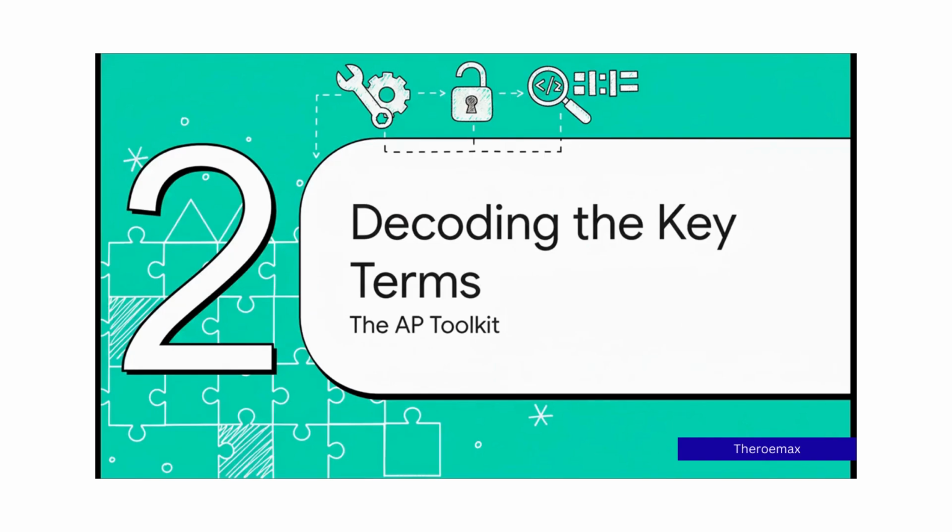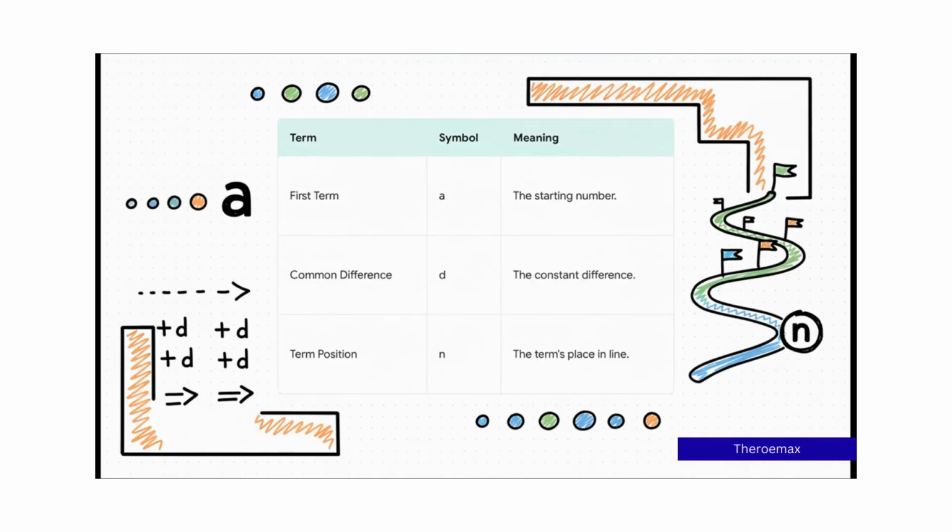Okay, so to really start working with these things and unlock all their power, we need a little code-breaking toolkit. And here's the best part. There are only 3 essential pieces you need to know. That's it, just 3. And here is our entire toolkit. It's so much simpler than you think. First up, we've got A. That's just the first term, the number that kicks the whole thing off. Then we have D, our old friend, the common difference, that constant number we're adding or subtracting. And last, we have N, which is just the position of the term you're looking for. Like, are you looking for the 5th number, the 10th, the 100th? That's your N.